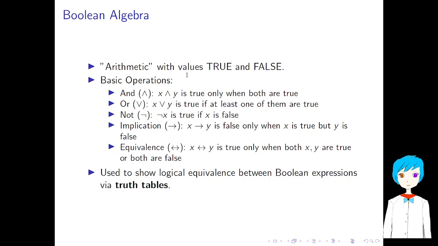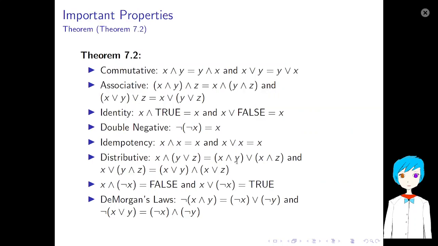So they are used to show logical equivalence between Boolean expressions via truth tables. So we need to understand and we need to know how to draw the truth table. Basically we consider different situations to get the value for an expression.